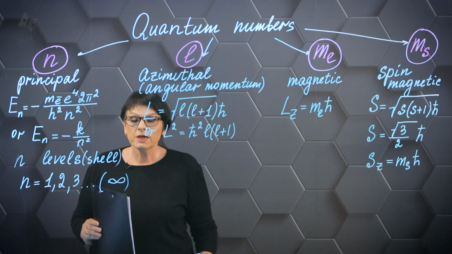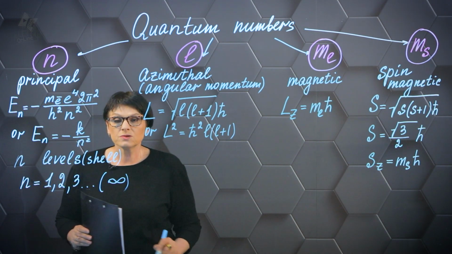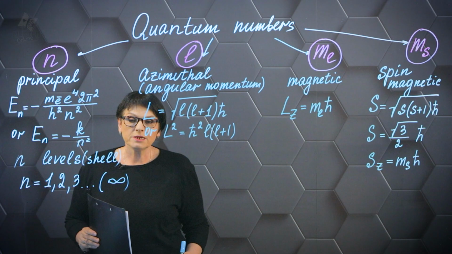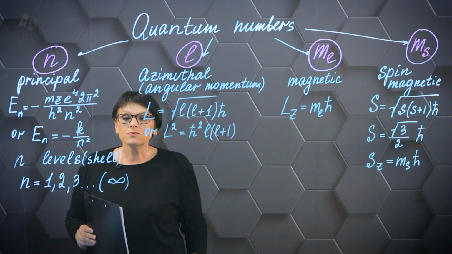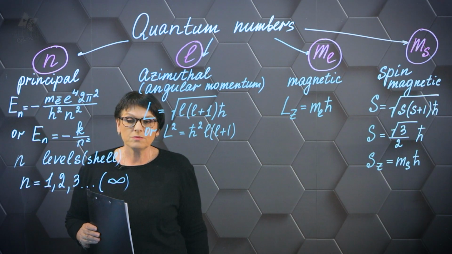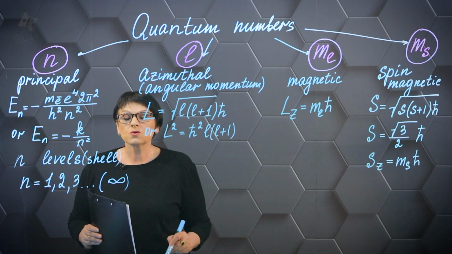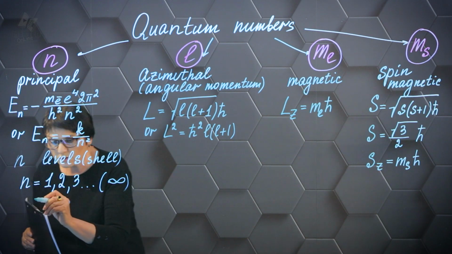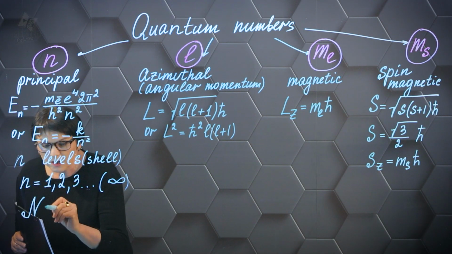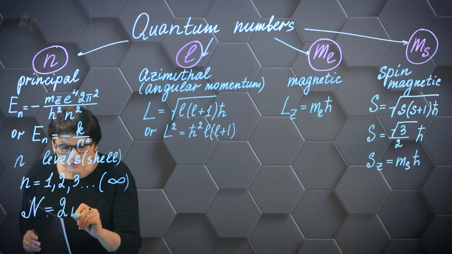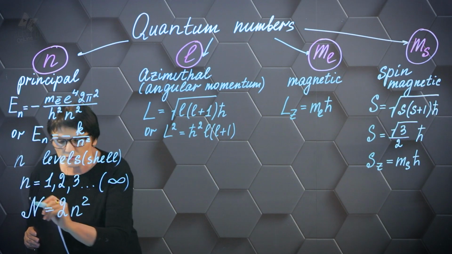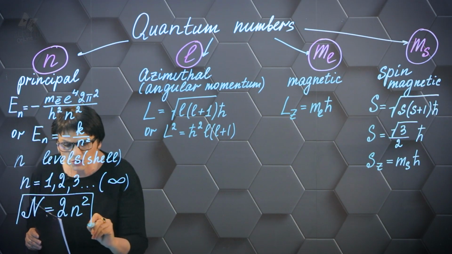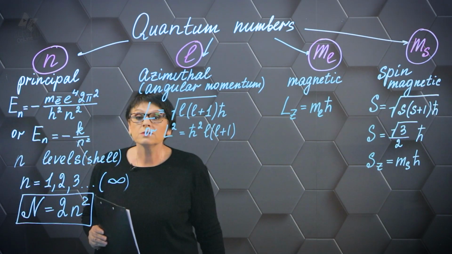Now, knowing the principal quantum number, you can determine not only in which level the electrons of a given element are located, but you can also calculate how many electrons will be in a given energy level. There is a formula by which you can make such a calculation. This formula looks like this. N is equal to 2n squared.